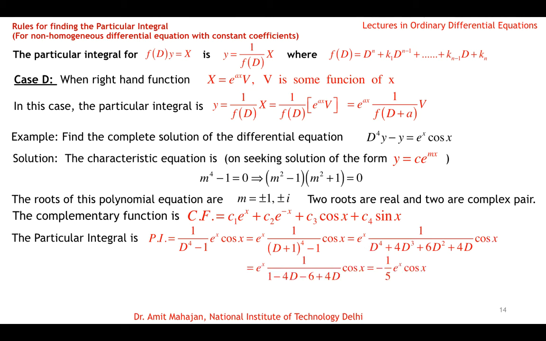If we put D² as minus 1, D⁴ will be plus 1, and the D² minus 1 terms become minus 4D, D² minus 1, so this term becomes minus 6 plus 4D. Minus 4D plus 4D cancels out, so we have 1 over minus 5, and so minus 1 by 5 e^x cos x. This will be the particular integral. And the complete solution, as we know, is the complementary function plus the particular integral.